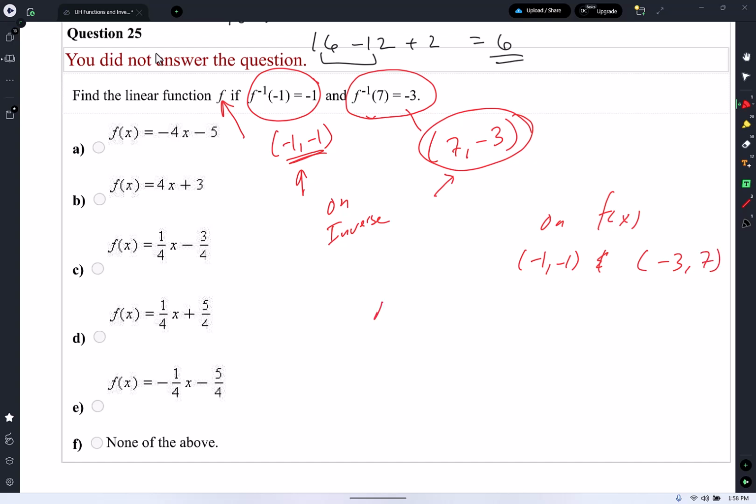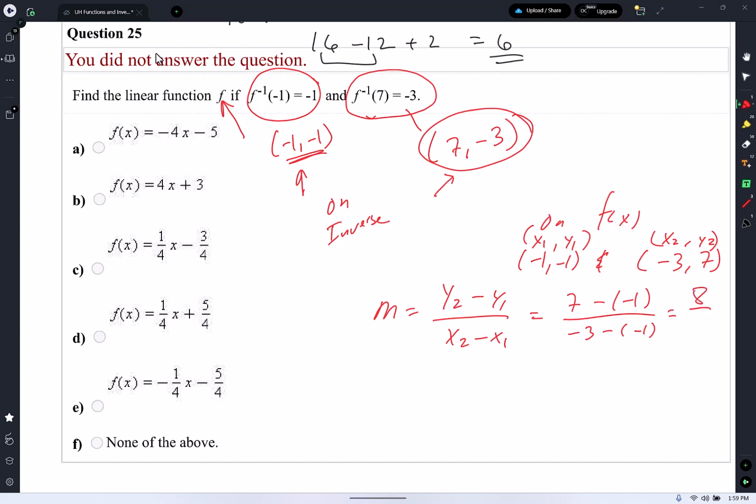So I'm going to find my slope. Slope is just y2 minus y1 over x2 minus x1. So let's see, if I call this x1, y1, and I call this x2, y2, so here we go: 7 minus negative 1 over negative 3 minus negative 1. So 7 minus negative 1, that's 8. Negative 3 minus negative 1 is going to turn to a positive, so that's going to be negative 2. Positive divided by negative is a negative, so my slope is negative 4. I only see one answer that has a negative 4, but I want to do it the right way.